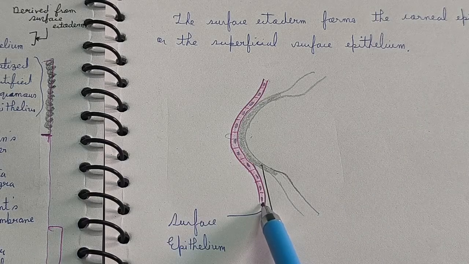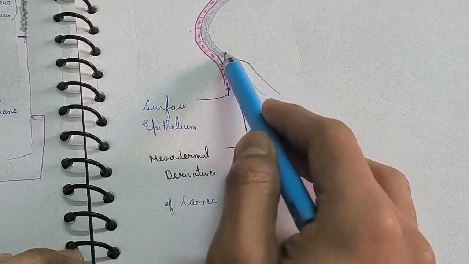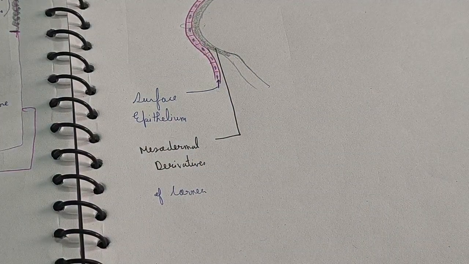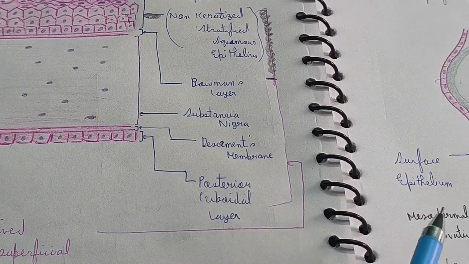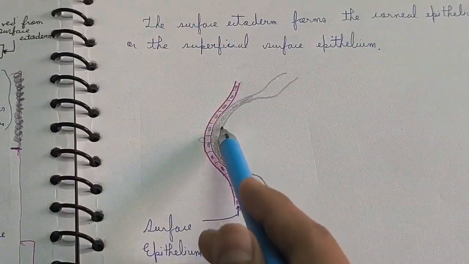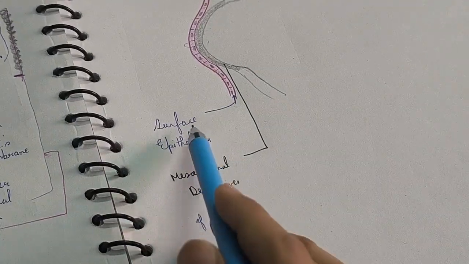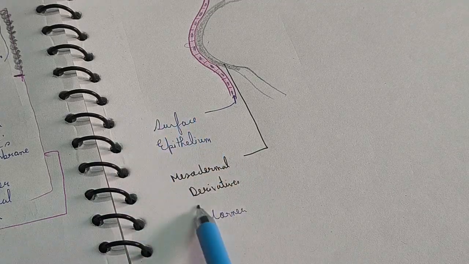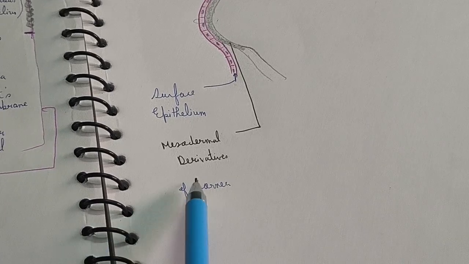It is formed from the surface ectoderm, and this silver colored portion contains Bowman's membrane, substantia propria, Descemet's membrane and posterior cuboidal epithelium, and all these layers are obtained from mesoderm. So these mesodermal derivatives and the surface epithelium together form the normal adult corneal structure.